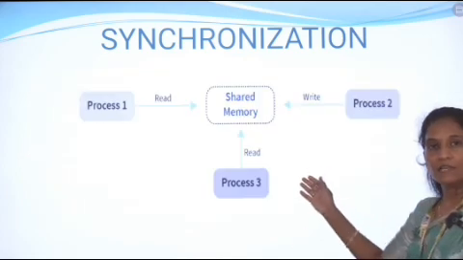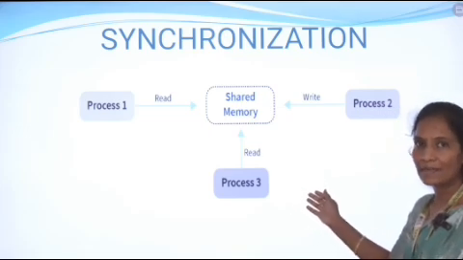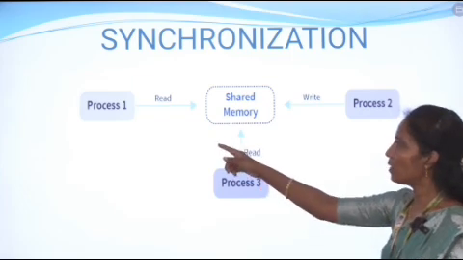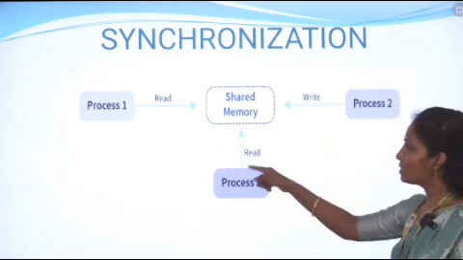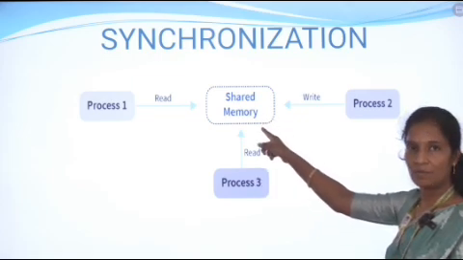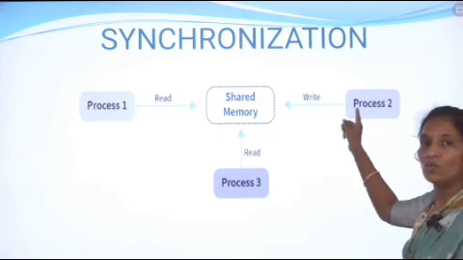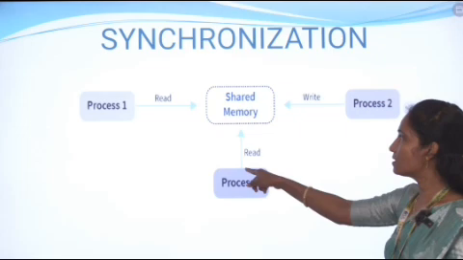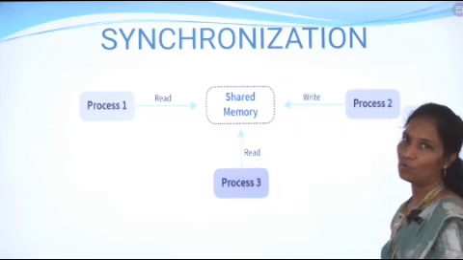This is the diagram for the synchronization process. Here, many processes are trying to access the shared memory. The processes are process 1, process 2 and process 3. These three processes are trying to access the shared memory. In this, only one process, process 2, can make changes in the shared memory, while the other processes are able to access the memory only in read-only mode.